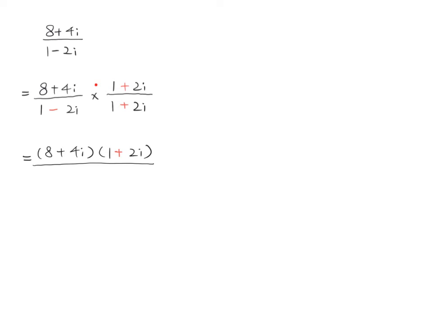For the top part, the numerator, we're going to multiply them together. But if you look at the denominator, you see that it looks like the form of a minus b times a plus b, which inevitably gives us a squared minus b squared, which is 4i squared. But because i squared is just -1, we get plus 4.